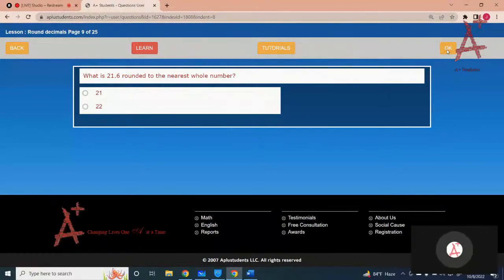The digit right after the decimal is 6, and 6 is greater than 5. When the number is greater than 5, that means you have to round up. Round up means you need to add 1 to the digit that is at the ones place. So 21 plus 1 is 22. So it would be then rounded off to 22. Got it?